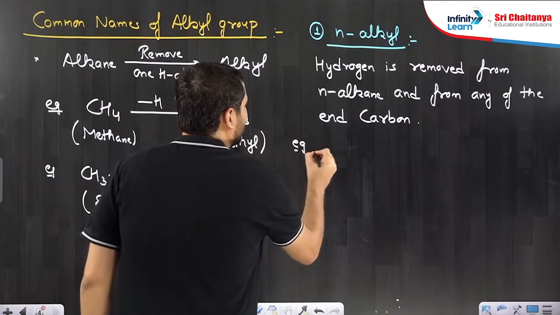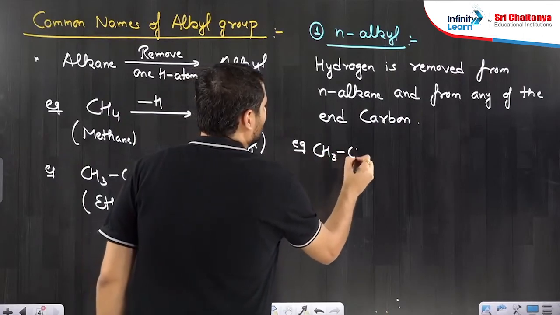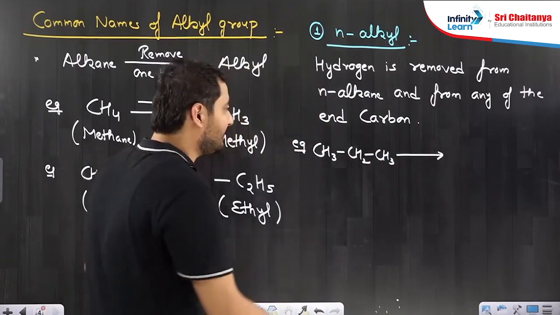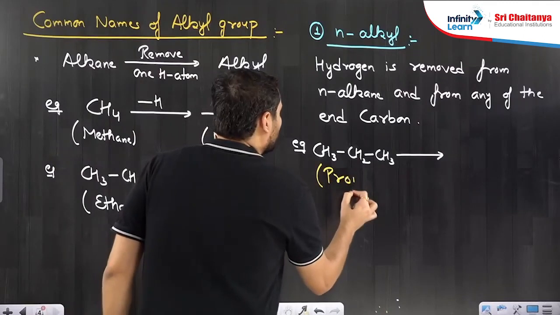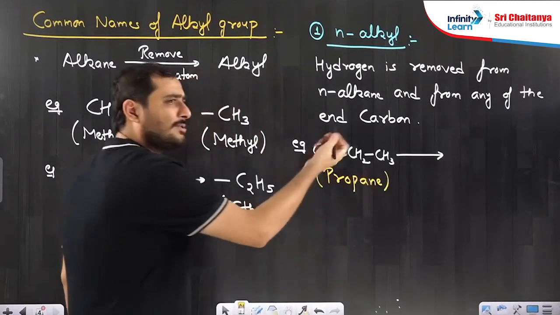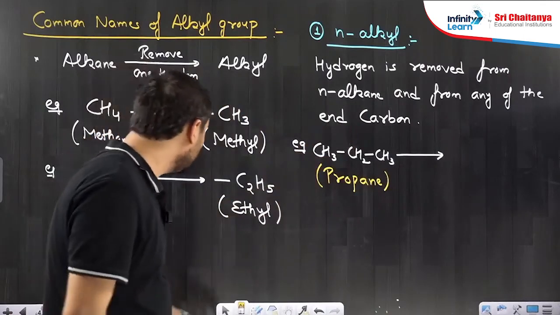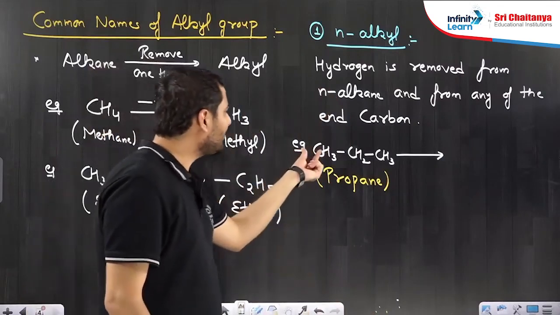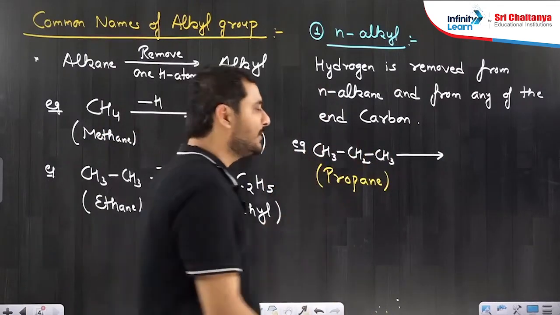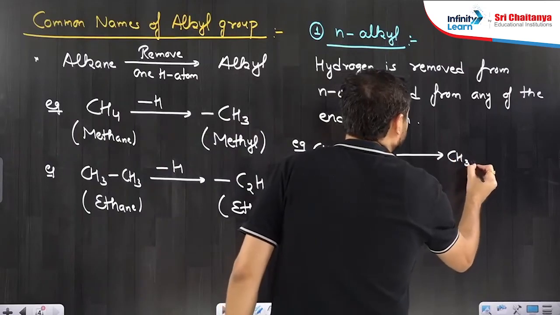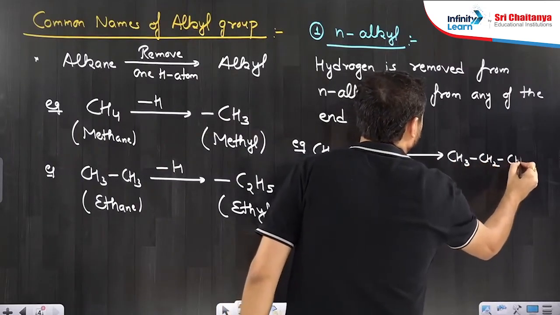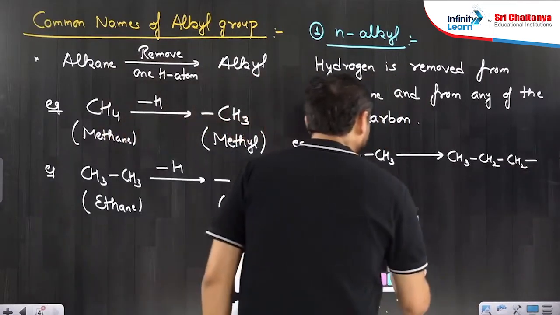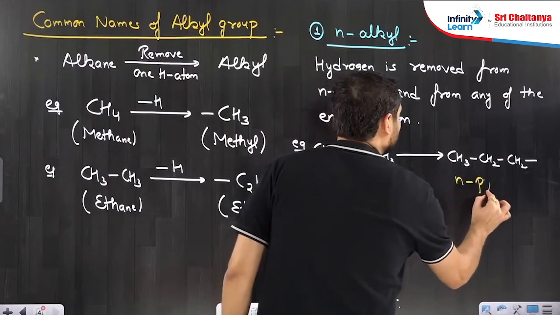So the simplest example, if we take CH3, CH2, CH3, what is the name of this compound? Propane. Very good. And in propane there is no branching, so this is always normal propane. Now we have to remove one hydrogen from any of the end carbon, either from this CH3 or from this CH3. If I remove hydrogen, what do we get? CH3, CH2, CH2 and one valency is vacant. So this group will be called which group? Normal propyl, n-propyl.